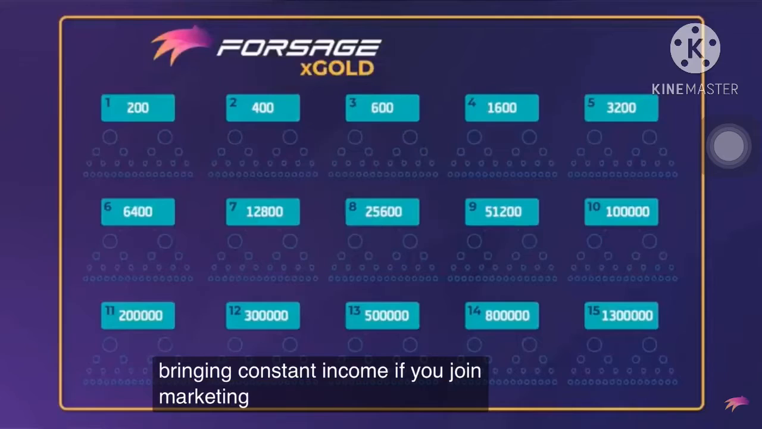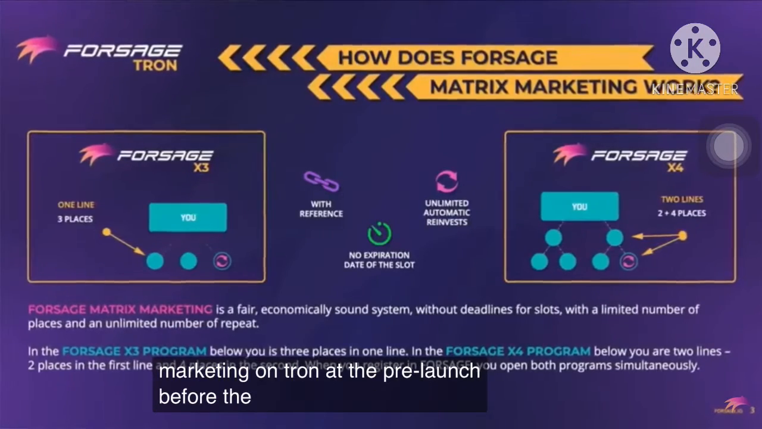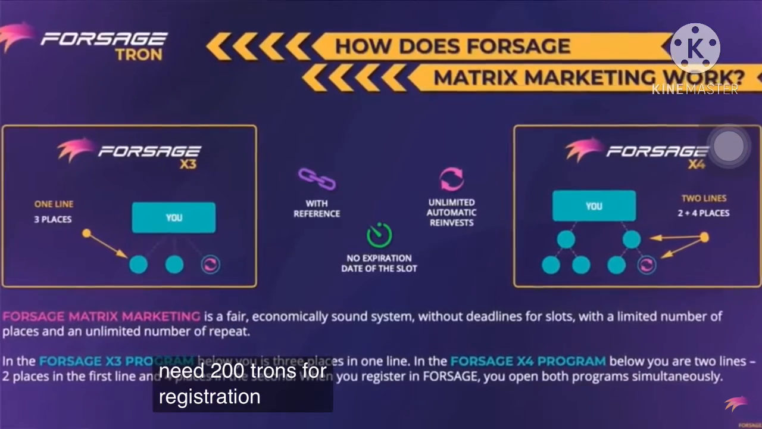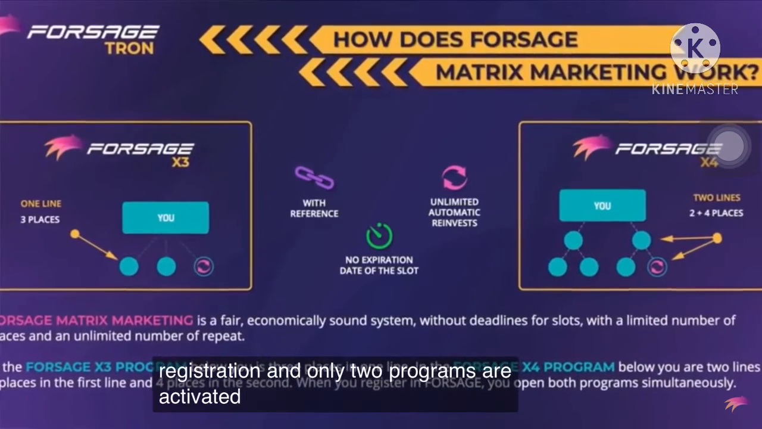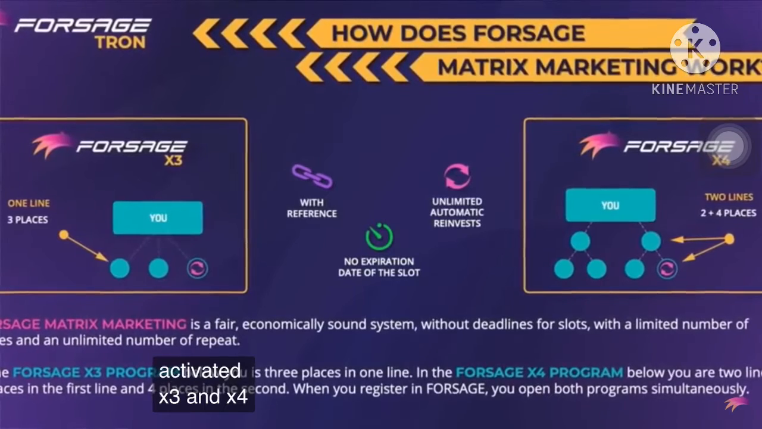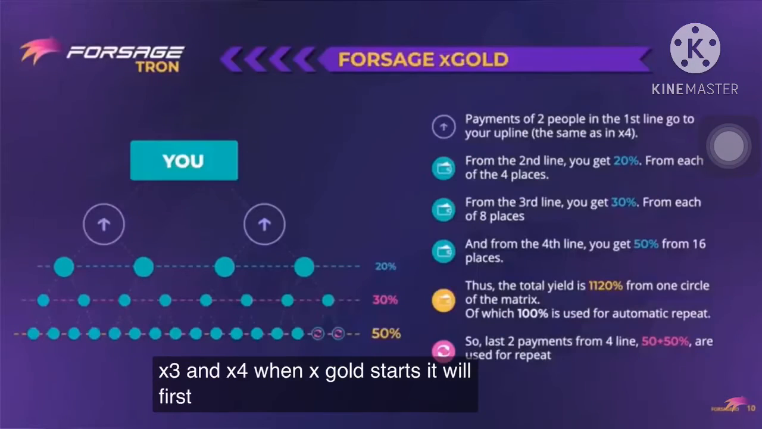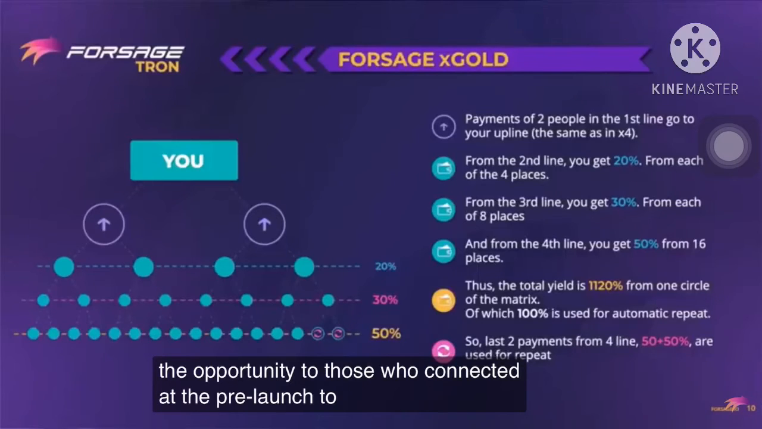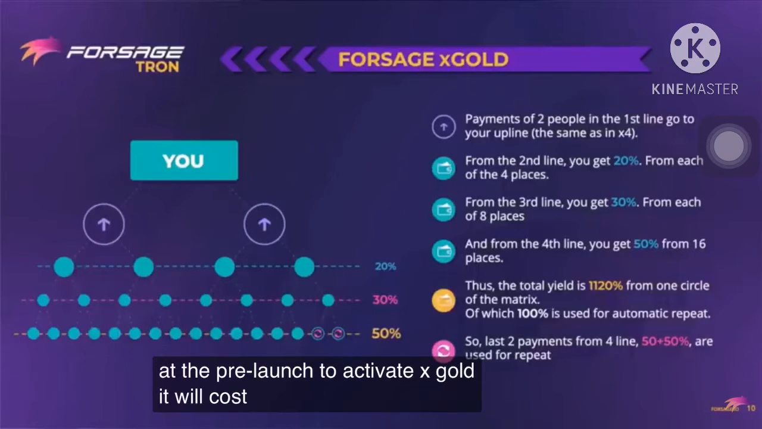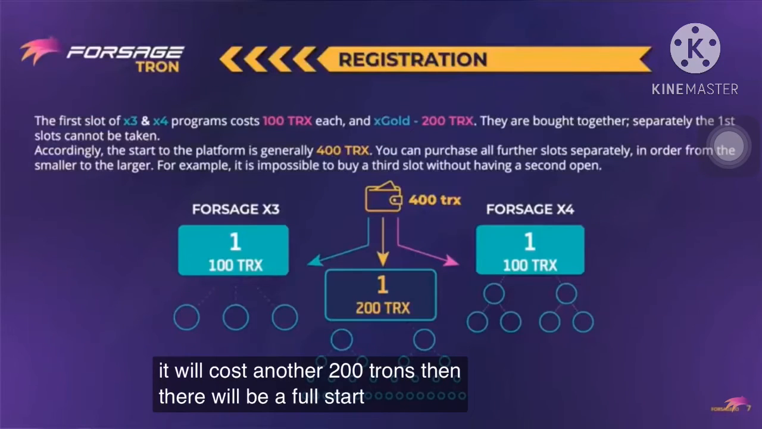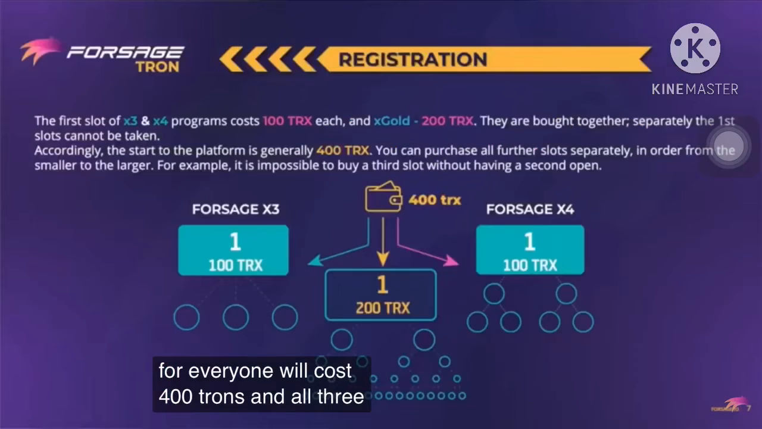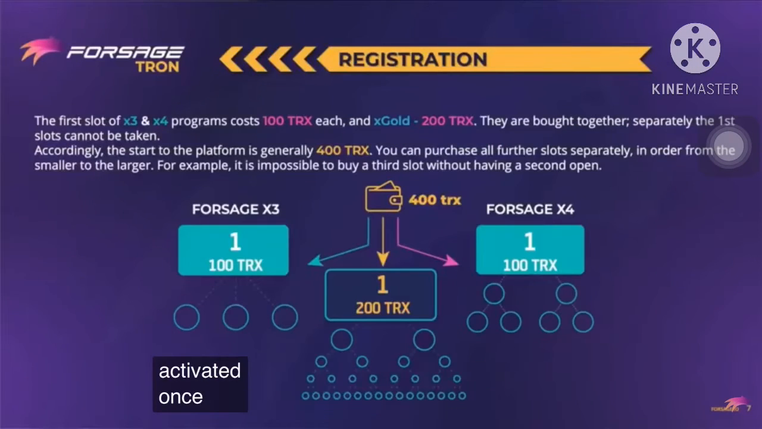If you join marketing on Tron at the pre-launch, before the launch of xGold, then you need 200 Trons for registration and only 2 programs are activated, X3 and X4. When xGold starts, those who connected at the pre-launch will first be given the opportunity to activate xGold. It will cost another 200 Trons. Then there will be a full start, and entrance for everyone will cost 400 Trons. And all 3 programs are activated at once.